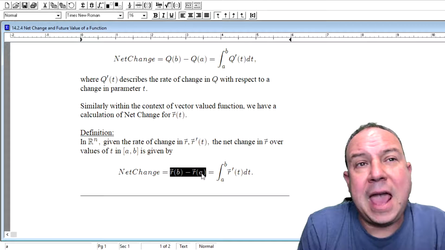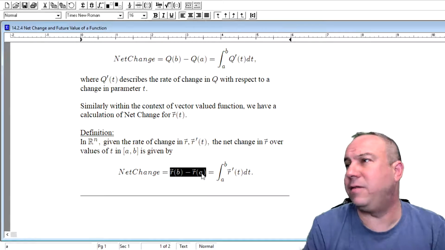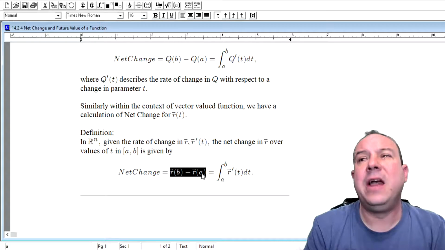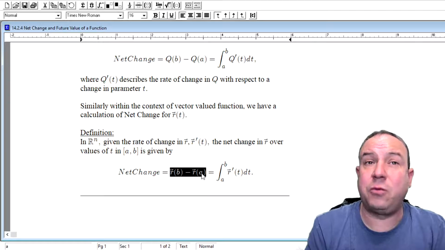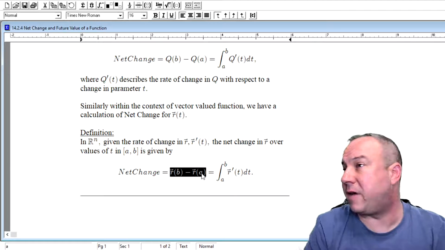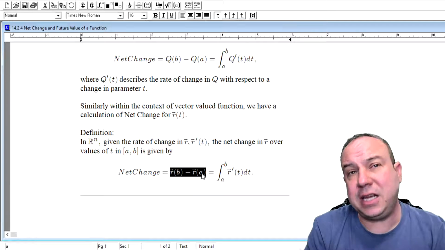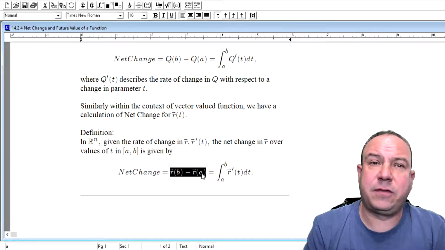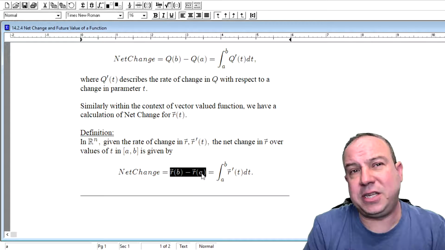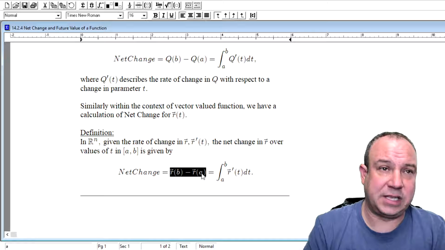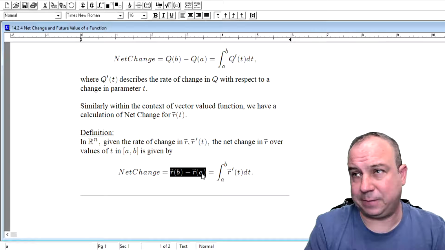And if we do not have our vector valued function r bar of t, but we have the rate of change in our vector valued function, r bar prime of t, we can actually integrate r bar prime of t over that interval from a to b and develop the calculation for this net change quantity.